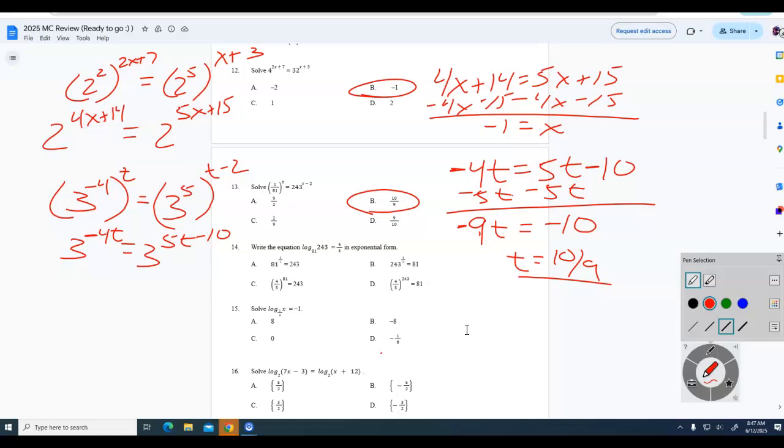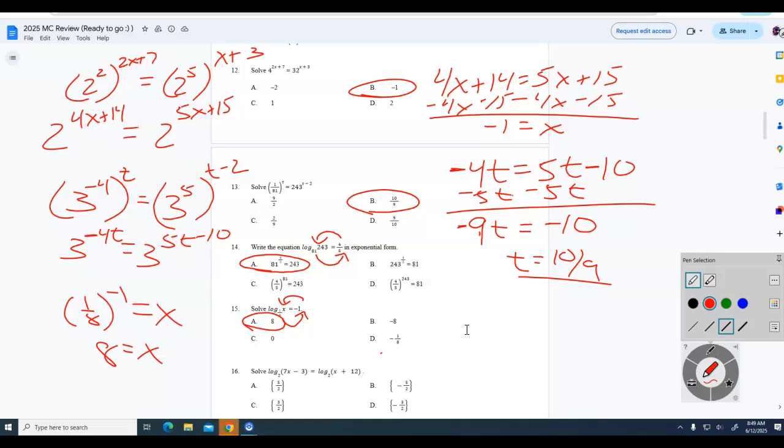Number 14 is straightforward. This raised to this equals this. 81 to the 4/5 equals 243. It's a straightforward problem here. Okay? That's how you have to write that. Number 15, we're just solving, same deal. So we have 1/8 to the negative 1 equals x. When you raise a fraction to the negative 1, you flip the fraction. And your answer ends up being 8. So A is your answer here.